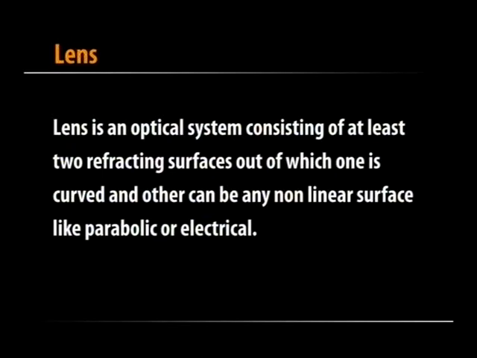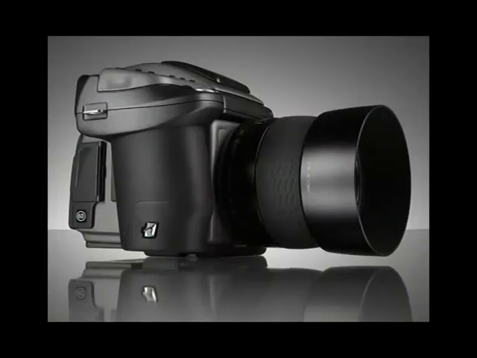refracting surfaces, out of which one is curved and the other can be any non-linear surface like parabolic or elliptical. In terms of photography, the understanding of a lens is quite clear. That is to say, we have a normal lens, that is a lens which gives a normal view to the human eye. We also have a wide angle lens which gives a wider view of the subject. And third, we have a telephoto lens which gives a closer view of the subject.